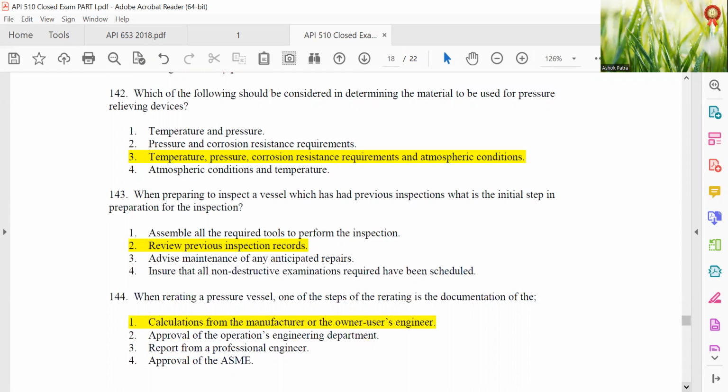When preparing to inspect a vessel which has had a previous inspection, what is the initial step in preparation for the inspection? Review previous inspection records. When re-rating a pressure vessel, one of the steps of re-rating is documentation of the calculation of the manufacturer or owner-user engineer.